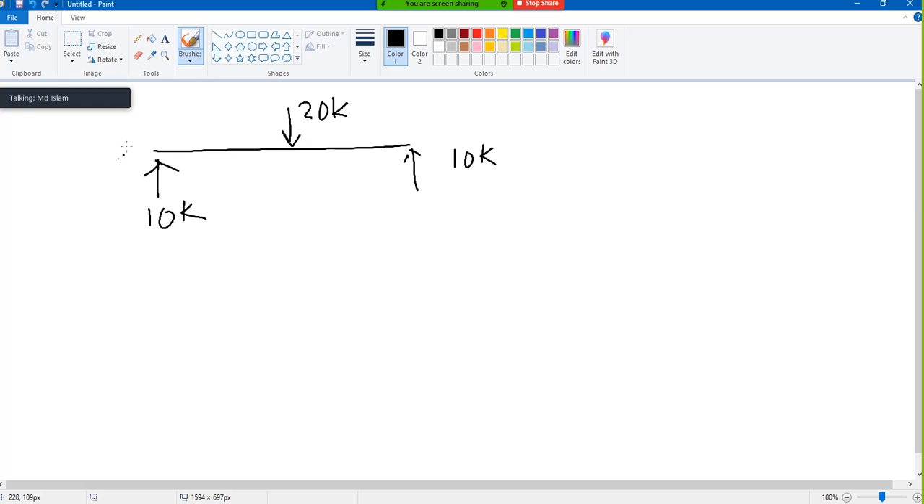Step number 2, if you want to draw normal force, unfortunately there is no normal force here. You can see there is no force this way, so there is no normal force. If there is normal force, you have to judge whether it is compressive or tensile. As there is no normal force here, there is no discussion. I will discuss it in another example.